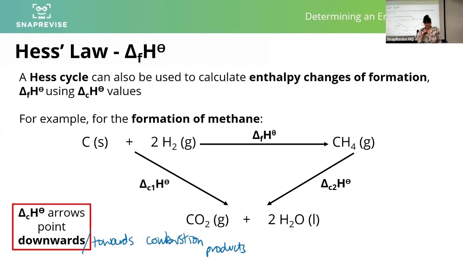So how do I use a Hess cycle to work out what the enthalpy of formation is here? Well, I want to find out that arrow. So I need to start at the start of the arrow and end at the end of the arrow, because that's the process I'm trying to work out. So it will have to go that way. Let's make that a little bit neater. Let's go like that. There we go.